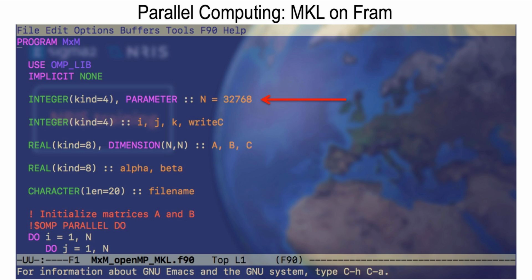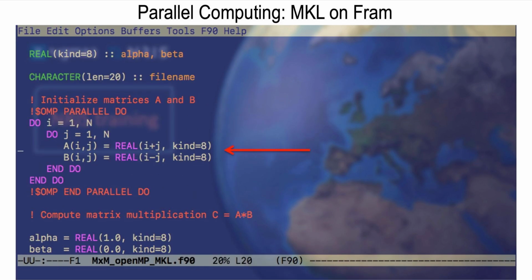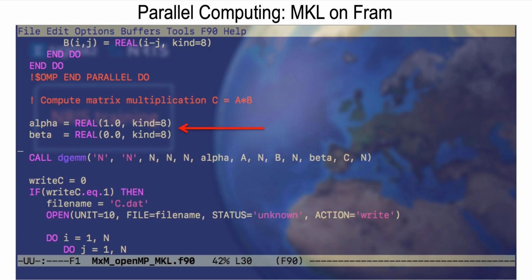We observe that it utilizes a matrix size of 32,768. The MKL routine uses two variables, alpha and beta, as described in the documentation. The matrices are set up with values via an initialization loop, where the OpenMP directive is visible. Note that setting the C matrix to 0 is not needed when using the MKL routine. We set the variables alpha equal to 1 and beta equal to 0 because we are performing a simple matrix multiplication.